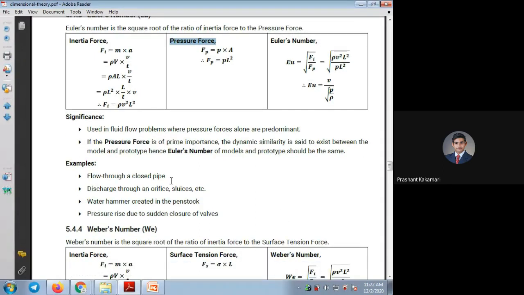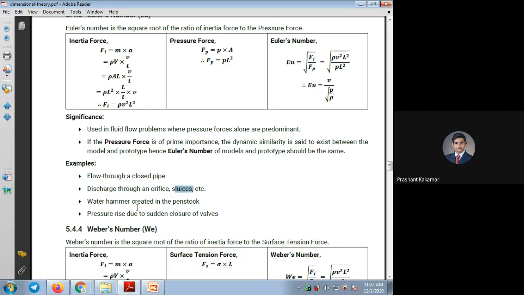So flow through closed pipes, because there also we have pressure. Discharge through orifice, venturimeter, pitot tube or sluice gates. Sluice gates are open channels where gates are there and some pressure is applied on the gates, or submerged bodies. Some surfaces are inside the water, and we look at the pressure acting on those bodies. Those are called sluice gates.